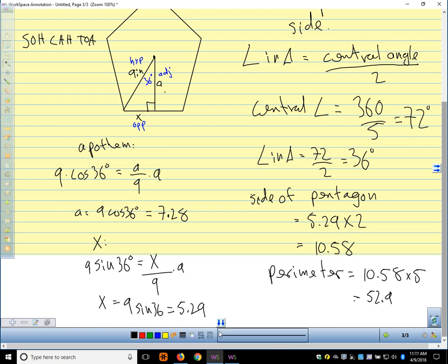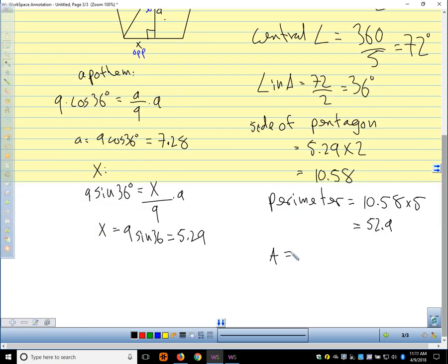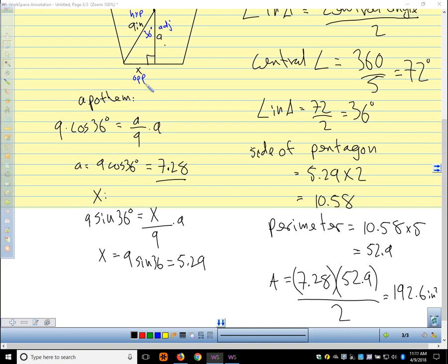And now we can find our area. The area is the apothem, 7.28, times the perimeter, 52.9, divided by 2. Plug that in my calculator, and I get 192.6 square inches, rounded to the tenth. So for this particular problem, because we have the radius, we use Sohcahtoa to find the side length and to find the apothem.